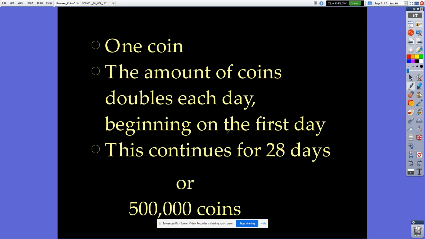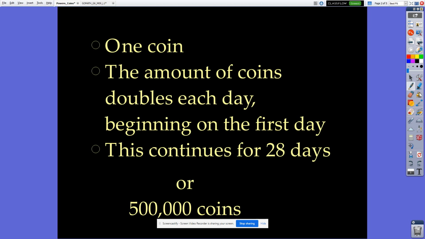That coin will split into two. On each successive day, the amount of coins will double. So each single coin will turn into two coins for a total of 28 days. So would Kate be better off with that option, or would she be better off just to get 500,000 gold coins right then and there?